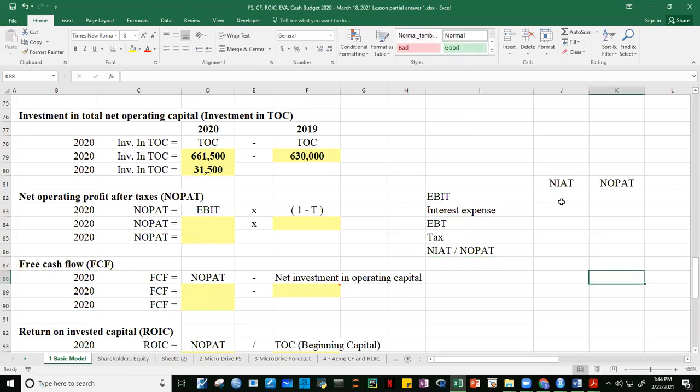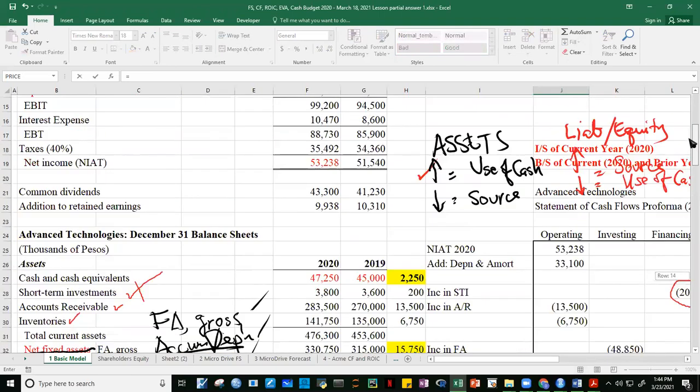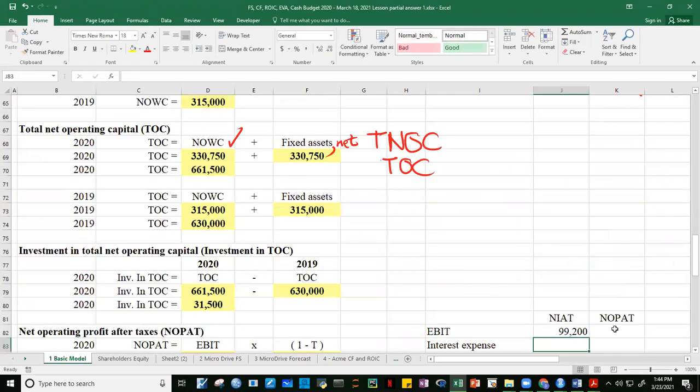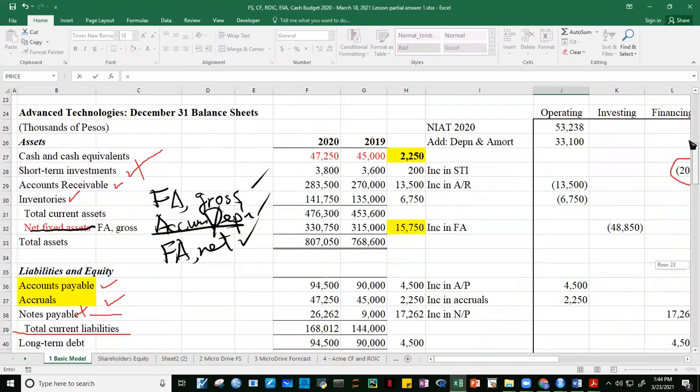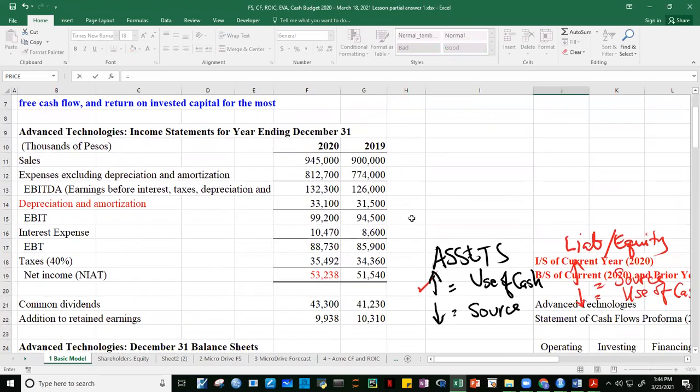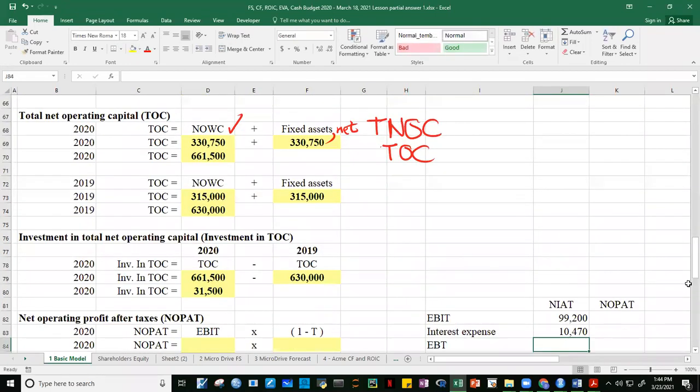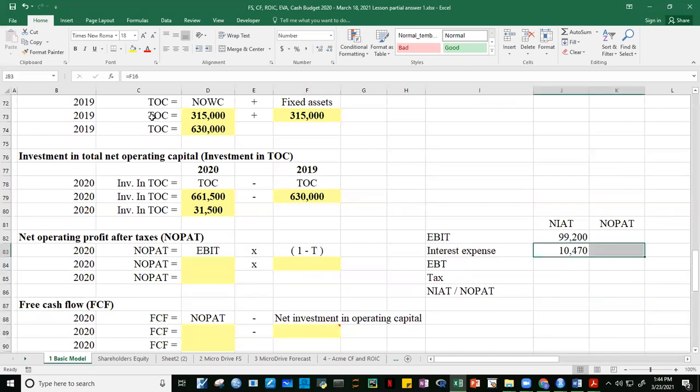Okay. So let's get it from here. Our EBIT is 99,200. And then our interest expense, you can just copy this. Interest expense is 10,470. Let me put an underline there. Therefore, our EBT is EBIT minus interest expense. And then our tax is, okay, times 40%.